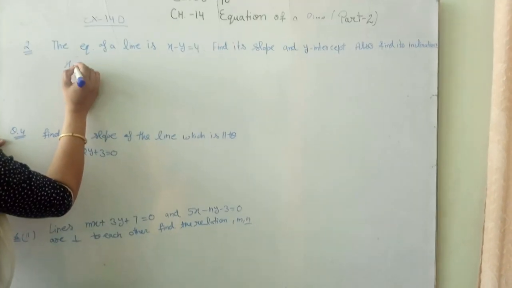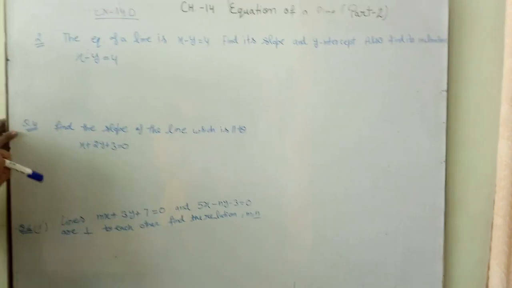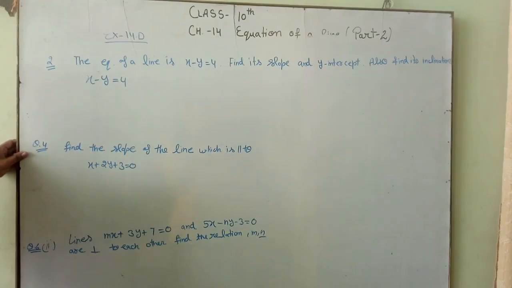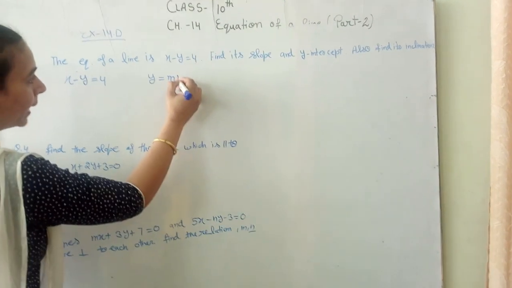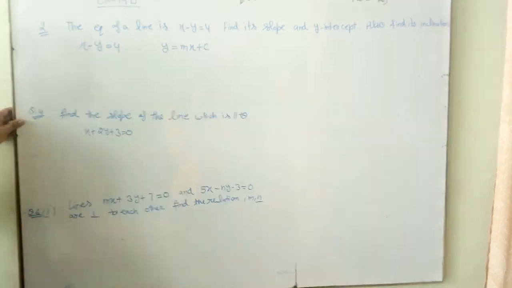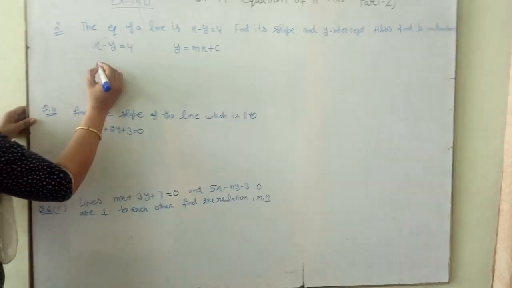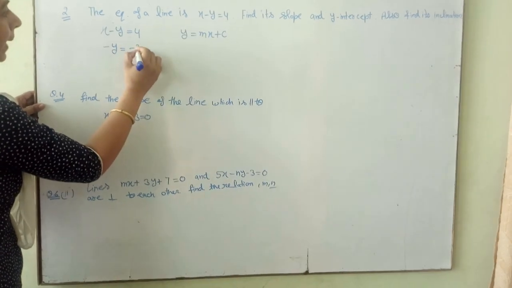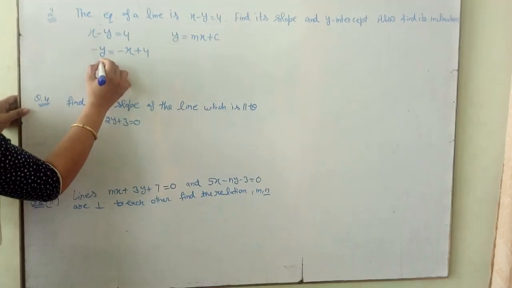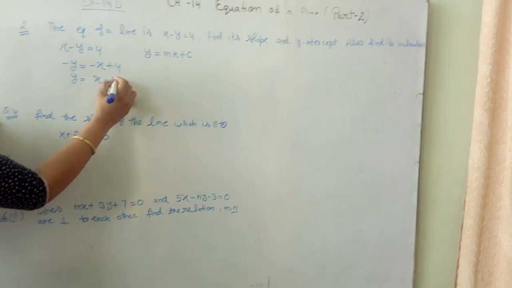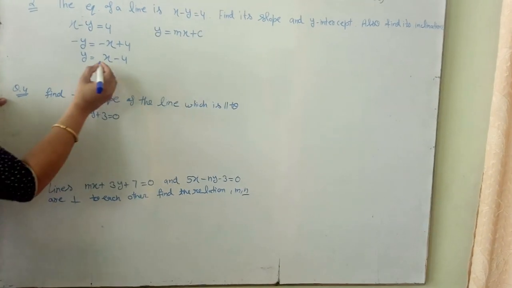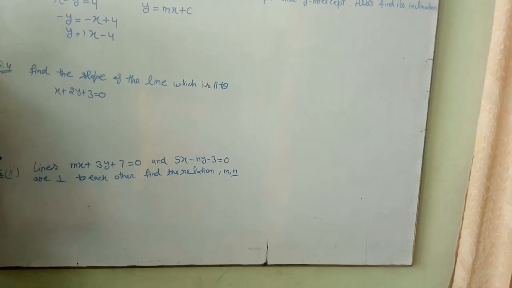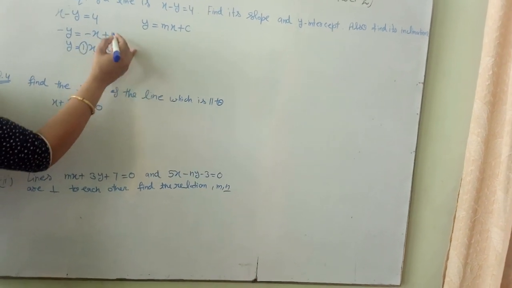So, the equation of the line is x minus y equal to 4. If a line is given, then we find the slope by this method. First, we convert this equation into this form, y equal to mx plus c. Then minus y equal to minus x plus 4, y equal to plus x minus 4. Then this is the same form, y equal to mx plus c. Then the coefficient of x is 1. This is our slope, and the constant term is the y-intercept.